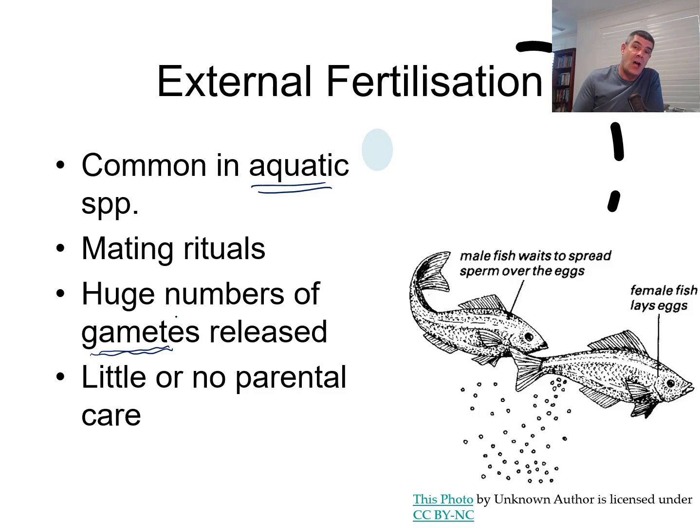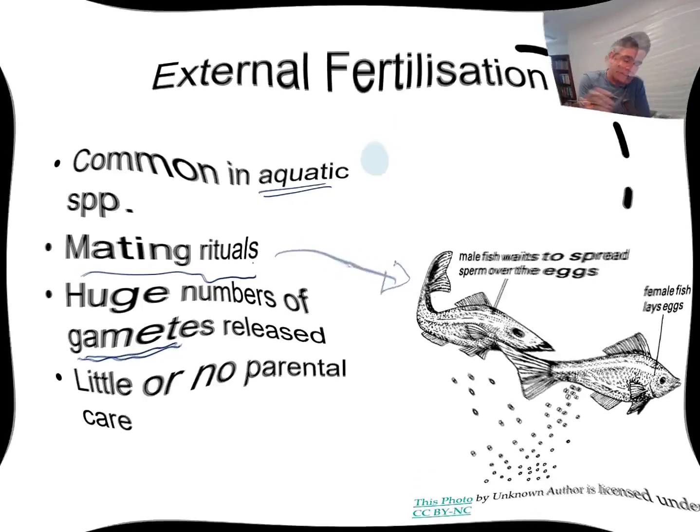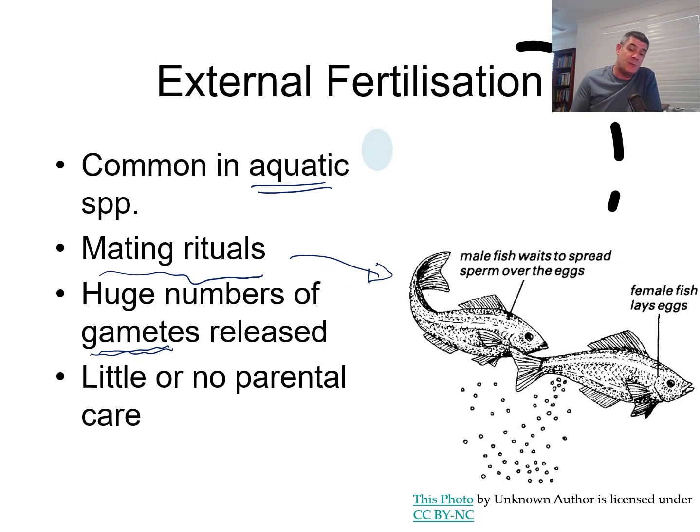One of the ways of trying to overcome some of that wastage is through mating rituals. This is more common for organisms like fish and less common for organisms like corals, for example, that are just going to release their eggs into the atmosphere, clams, those sorts of things.